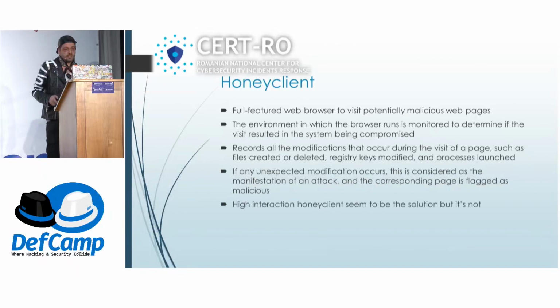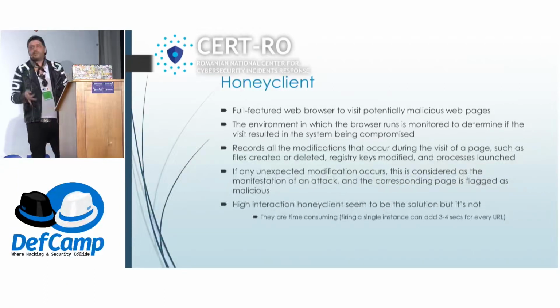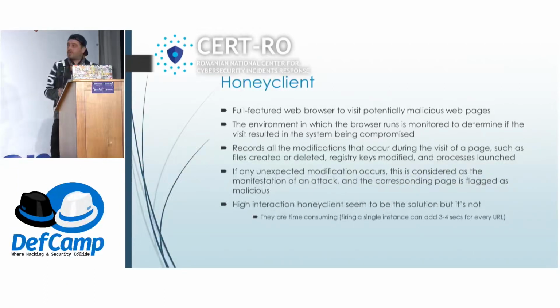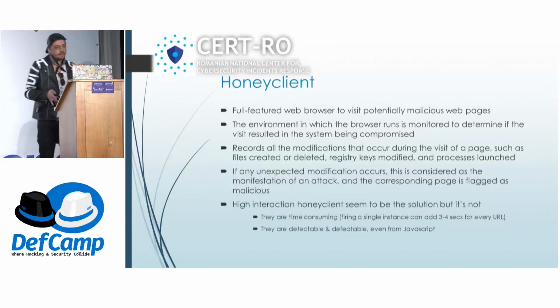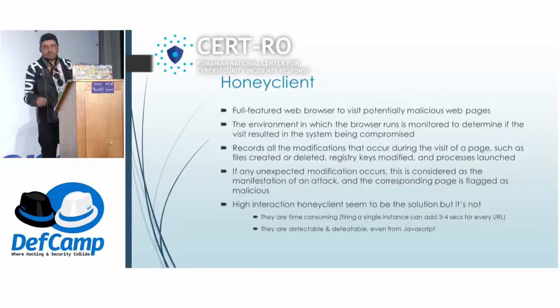If any unexpected modification occurs, this is considered a manifestation of an attack, and the corresponding page is flagged as malicious. A high-interaction honey client seems to be the solution, but it's not, because they are very time-consuming. Firing a single instance could add 2, 3, 4 seconds to every URL we analyze. But also, which is very, very important, they are detectable and defeatable even from JavaScript.